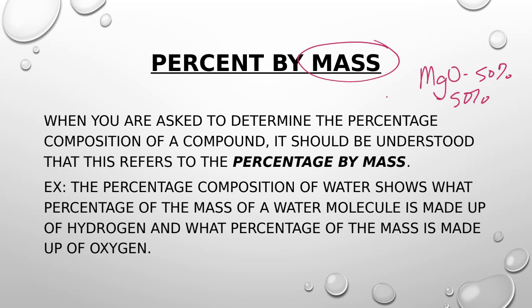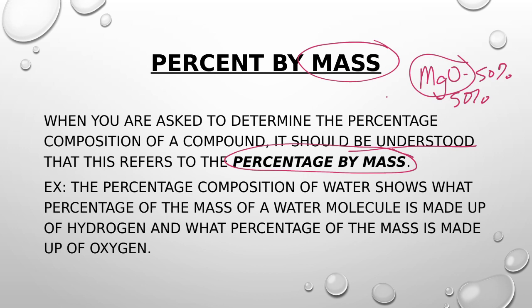And this would be true if we were talking about it in terms of numbers of atoms per compound or per molecular formula. But when we talk about the percentage composition, it should be understood that we are referring to the mass of it. And when we talk about the mass, we need to be aware of the molar masses of our compounds and each element within. And then that drastically changes the breakdown of the percentage of each element in the compound.